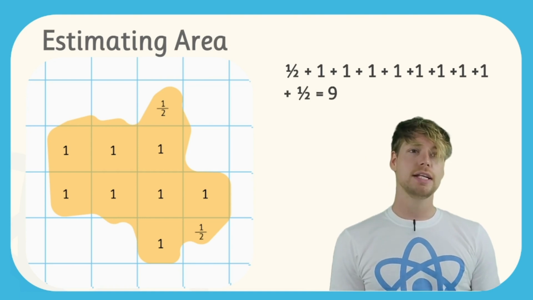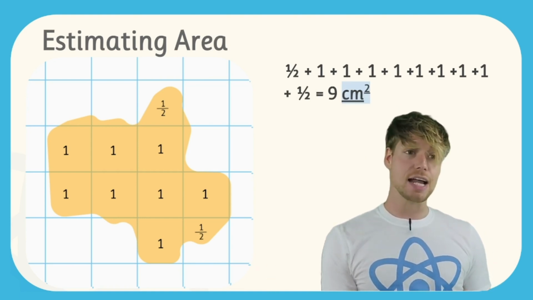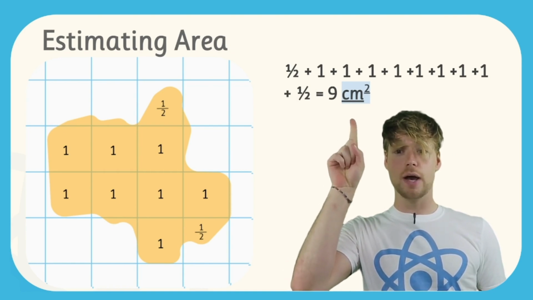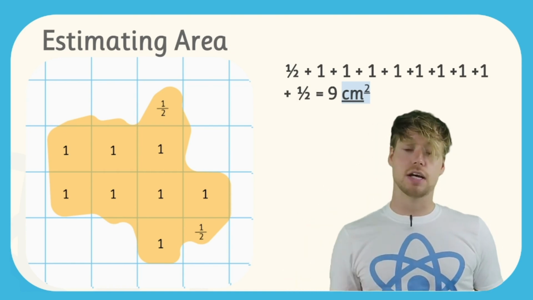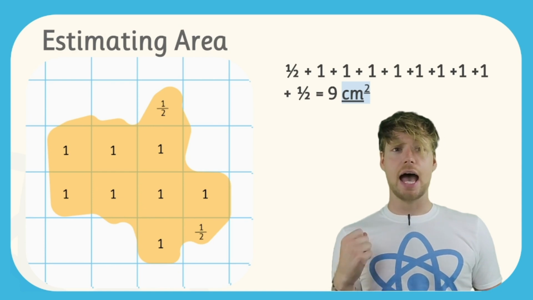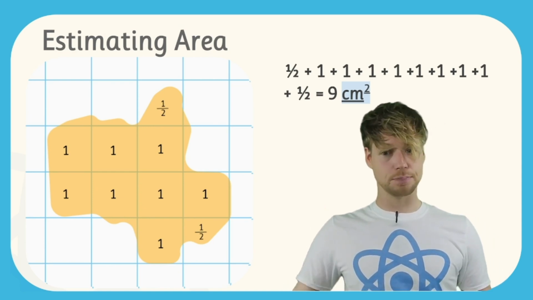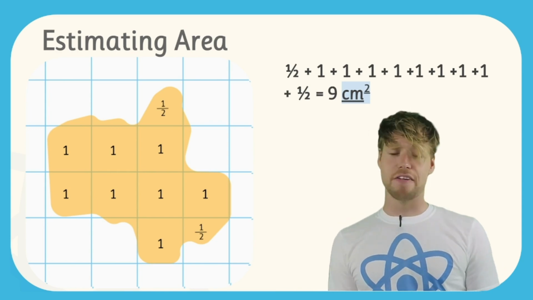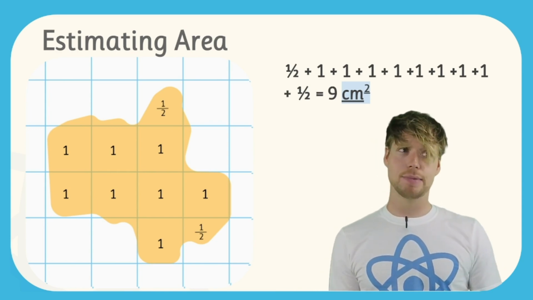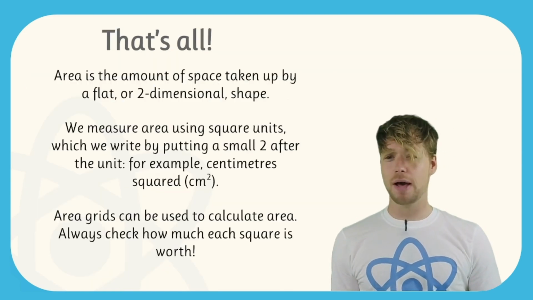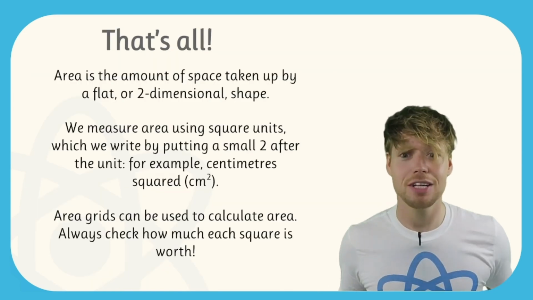So what we need to do next is make sure that we add our units to our answer. In this case, our unit is going to be centimeters squared, because earlier on I told you that each square in the grid has an area of 1 centimeter squared. That's it. So that was our final step. We add our units and we've estimated the area of the orange juice spill: 9 centimeters squared. Not bad, Joe. So that's it. We're done, I promise.